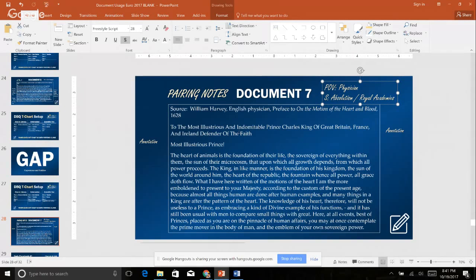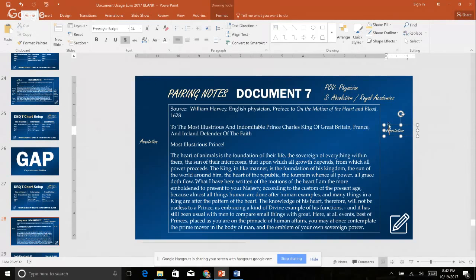So I'm noting that. To the most illustrious and indomitable Prince Charles, King of Great Britain, France, and Ireland, defender of the faith. Most illustrious Prince, the heart of animals is the foundation of their life, the sovereign of everything within them, the sun of their microcosm, upon which all growth depends, from which all power proceeds. The king, in like manner, is the foundation of his kingdom, the sun of the world around him, the heart of the republic, the fountain whence all power, all grace doth flow. What I have here written of the motions of the heart, I am more emboldened to present to your majesty according to the customs of the present age.